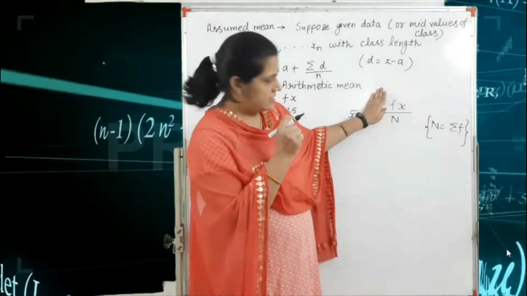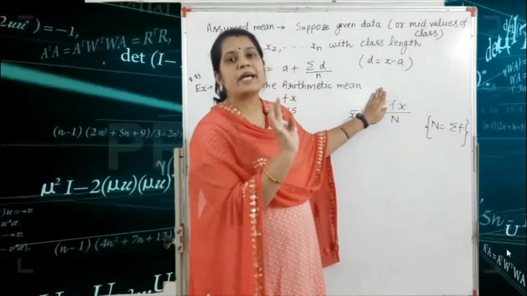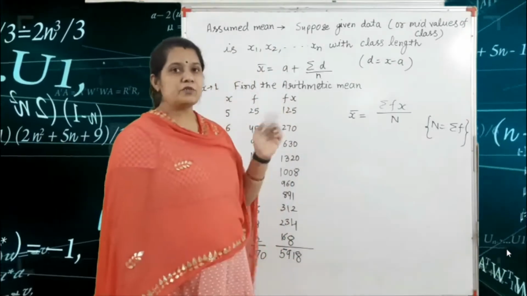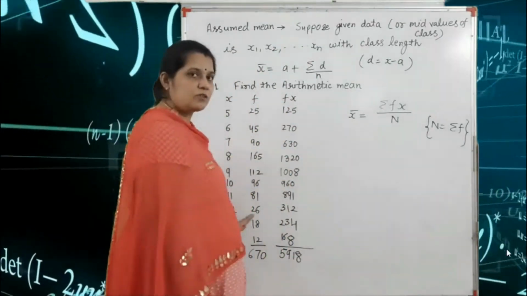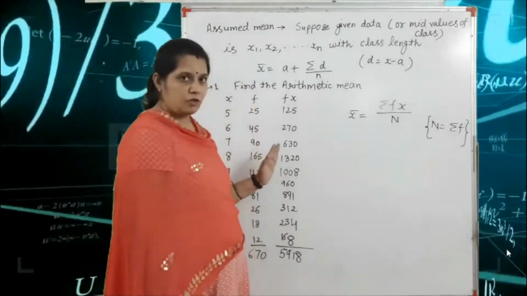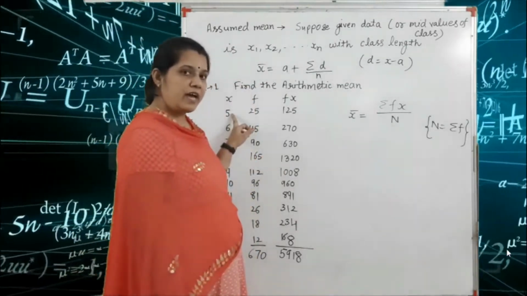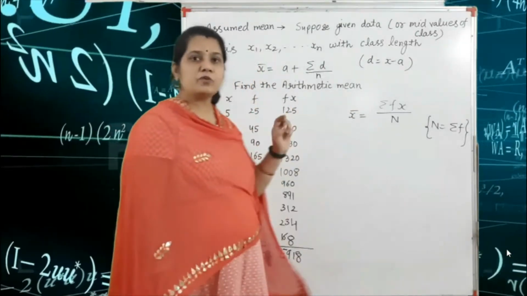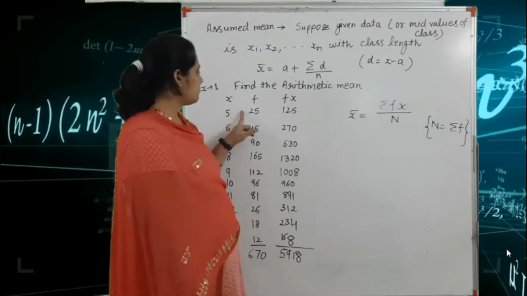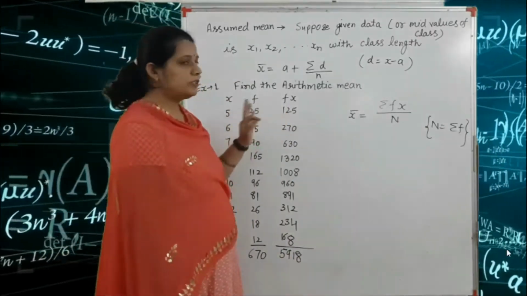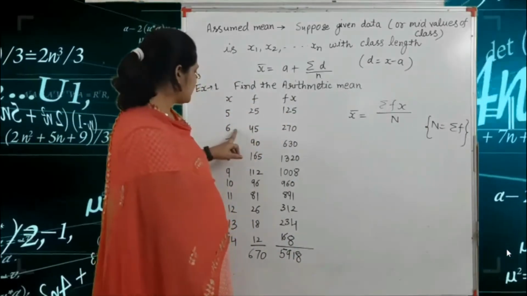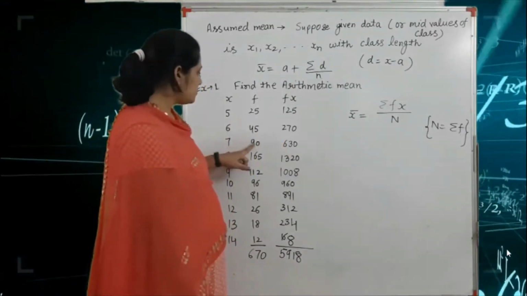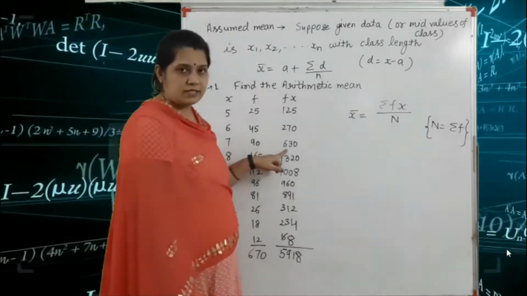So see here, we have the f into x column. So first we map the column of x into f. That means this is your x column and this is your f column. Okay, so corresponding to the value of x, you multiply the value of f and write here f into x. Got it? So here 5 into 25 is equal to 125. 6 into 45 is equal to 270. 7 into 90 is equal to 630.